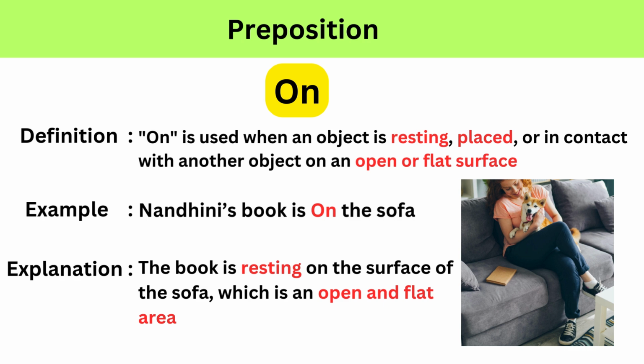Here we use on because, as seen in the image, the book is resting on the surface of the sofa, which is an open and flat area. Thus, it matches the hint resting and flat surface, so we use on here.